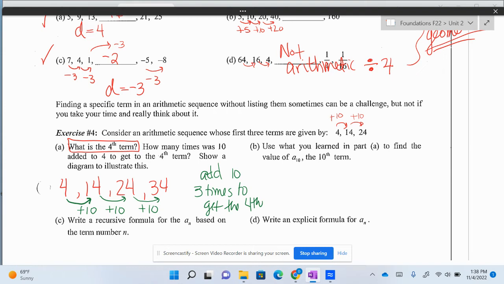So let's see. 3 is 1 less than 4. I think that might be an important idea. So it says, use what you learned in part A to find the value of a sub 10. Well, let's see. If I want the 10th term, well, I know that if I know what my first term is, and then I add 10, how many times do I have to add it if I want the 10th term? Well, if I wanted the fourth term, I added 10 how many times?